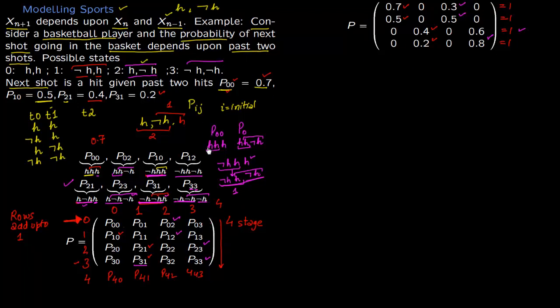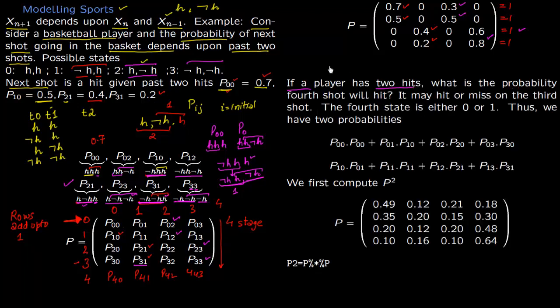So now let us come to the probabilities. If a player has 2 hits, what is the probability that the 4th shot will be a hit? So he has taken 2 shots. What is the probability that the 4th shot will be a hit? Now notice that it may be a hit or a miss on the 3rd shot. So the 3rd shot could be either a hit or a miss, but you want a hit on the 4th shot.